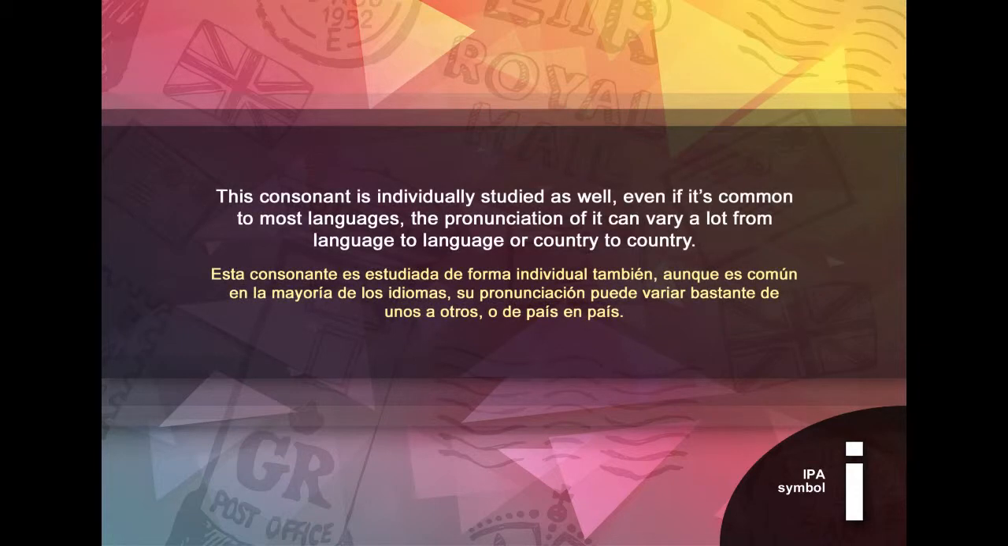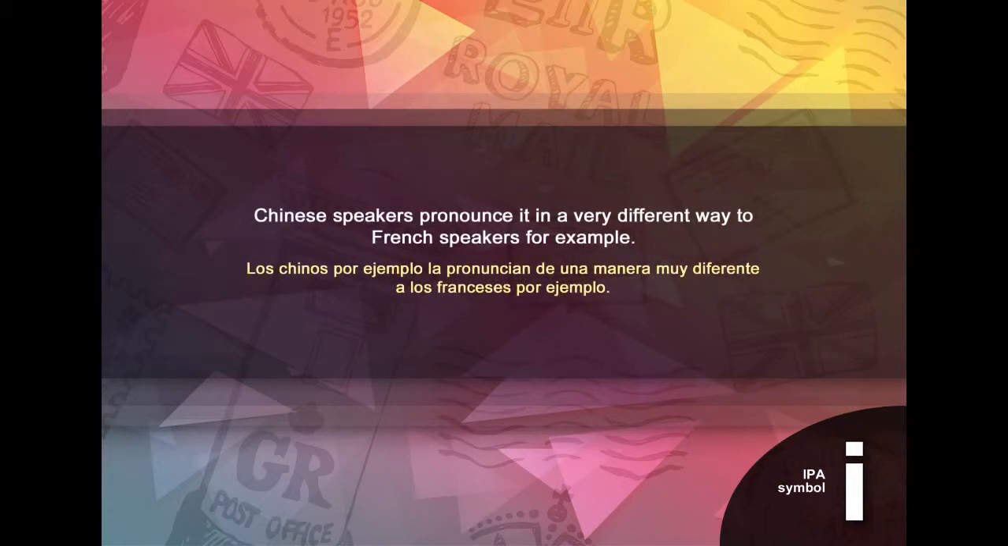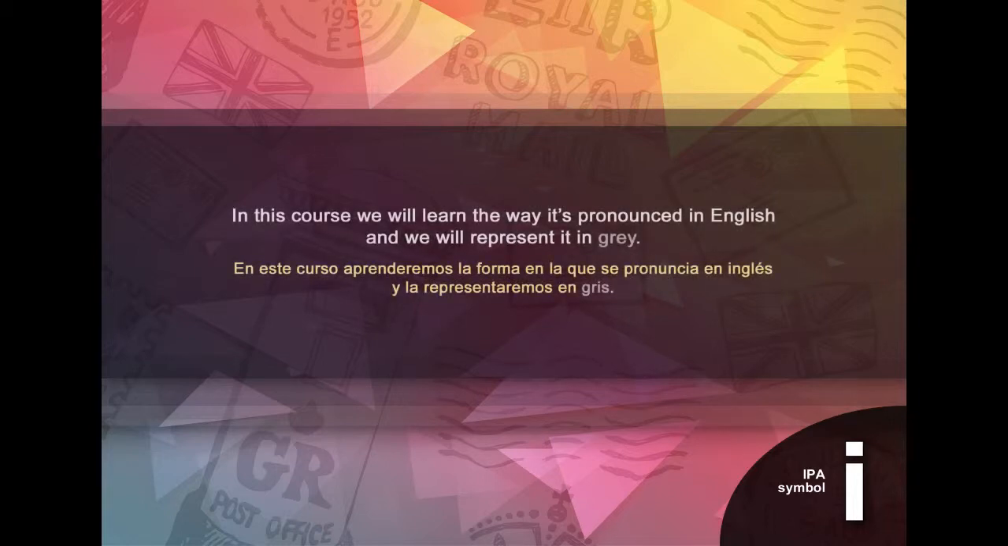This consonant is individually studied as well. Even if it's common to most languages, the pronunciation of it can vary a lot from language to language or country to country. Chinese speakers pronounce it in a very different way to French speakers, for example. In this course, we will learn the way it's pronounced in English, and we will represent it in grey.